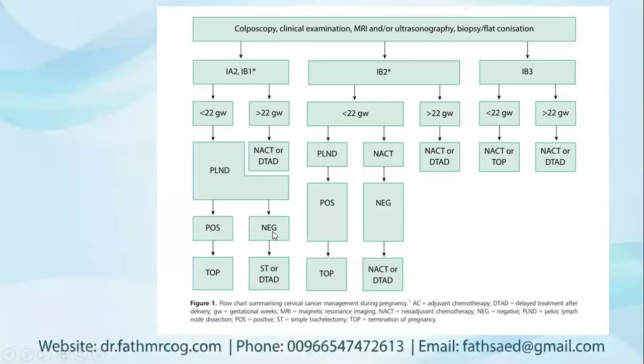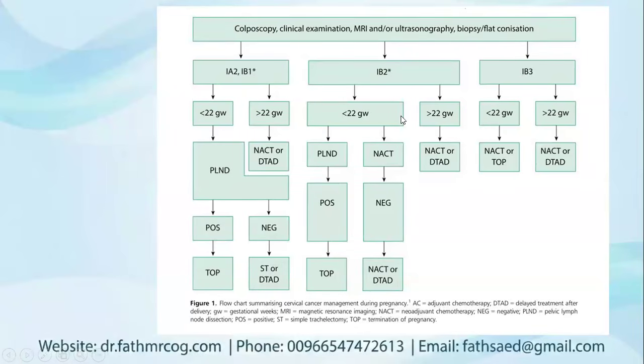If the patient is negative, you will do a simple trachelectomy, or you will delay the definitive treatment until after delivery, according to this. If the patient is more than 22 weeks, that means the gestational age is okay, and you do neoadjuvant treatment or delay the definitive treatment. According to the exam, you can answer. Here it will be the same if the patient is 1B2, because here we are going to the more advanced cancer.